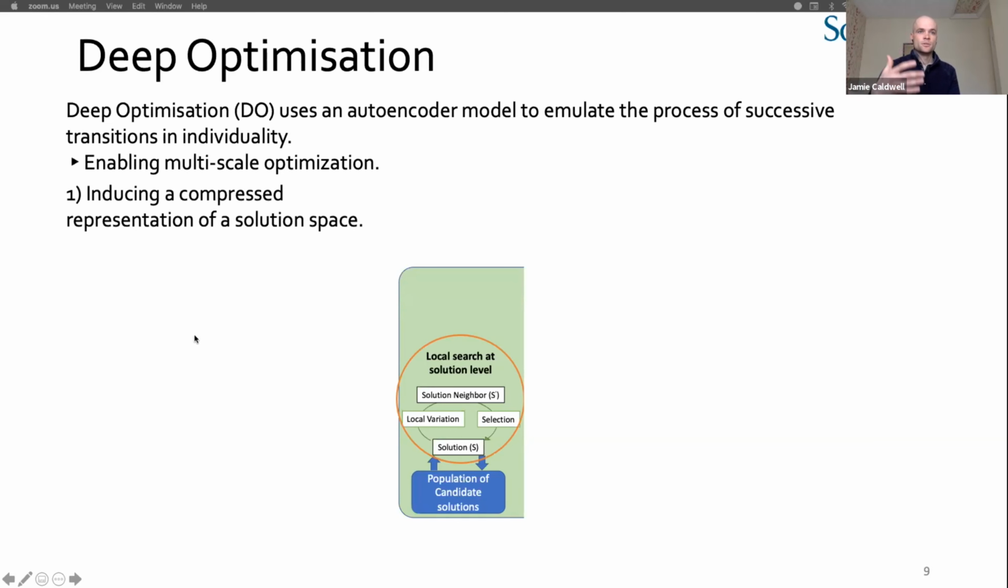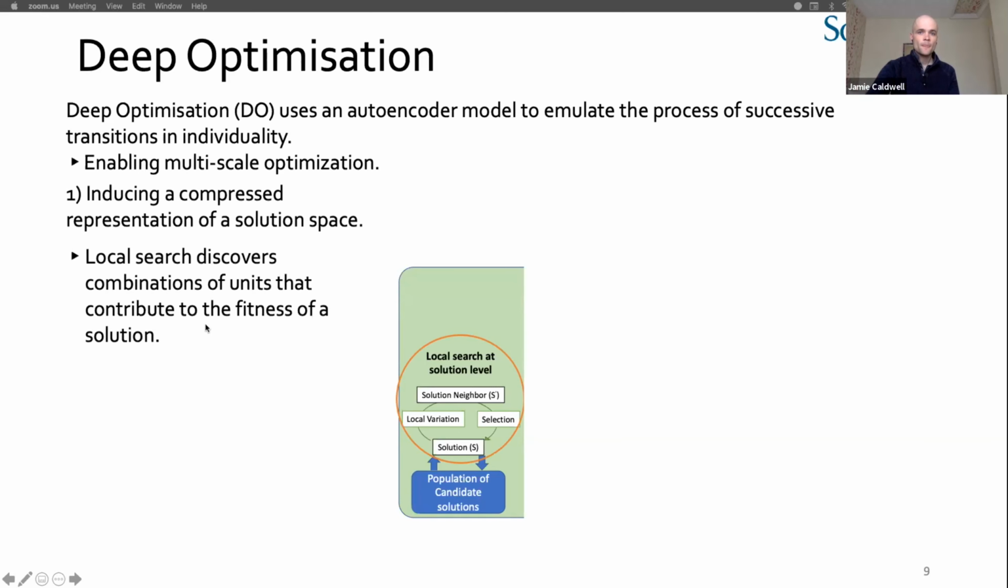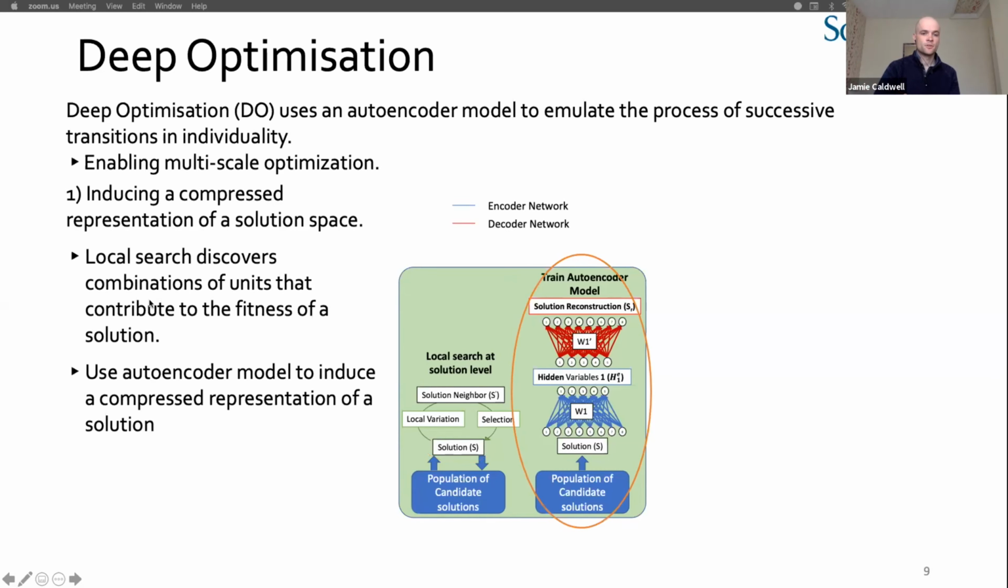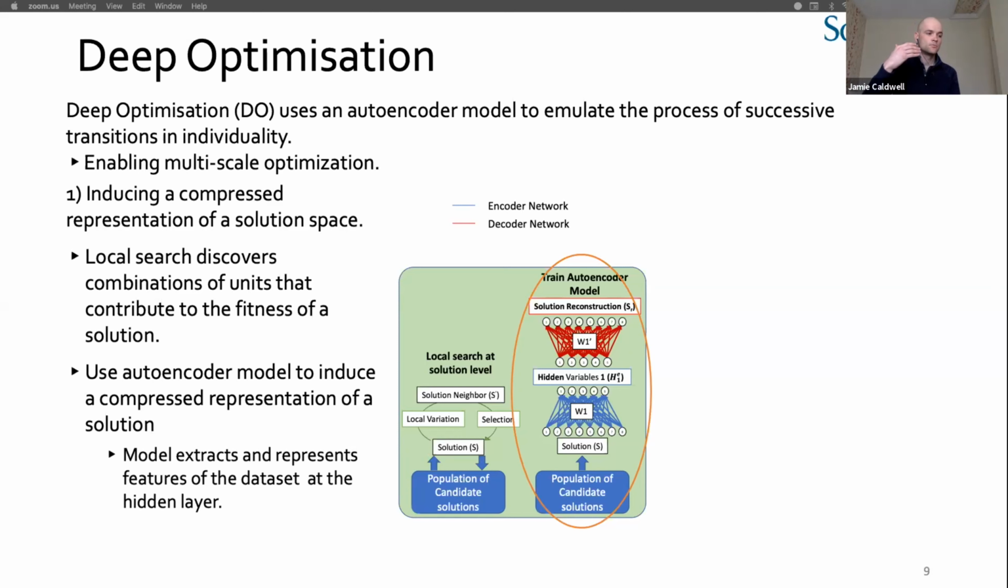So the first step is to induce a compressed representation of the solution space. So we apply local search, or just a mutation operator, on each solution in a population. And this finds us locally optimal solutions at the solution level of organization, providing us with a distribution of data to then be able to learn something from. We then use the autoencoder model to induce a compressed representation of this data set. So the autoencoder model is just trained on the population of solutions that were found using local search. The model extracts and represents features of the data set at the hidden layer. And this provides us with a reorganized, higher order representation of the solution. An important aspect here is that the optimization process, or evolutionary search, is separated from the learning process. Learning is just rescaling the organization that the evolutionary process operates on.